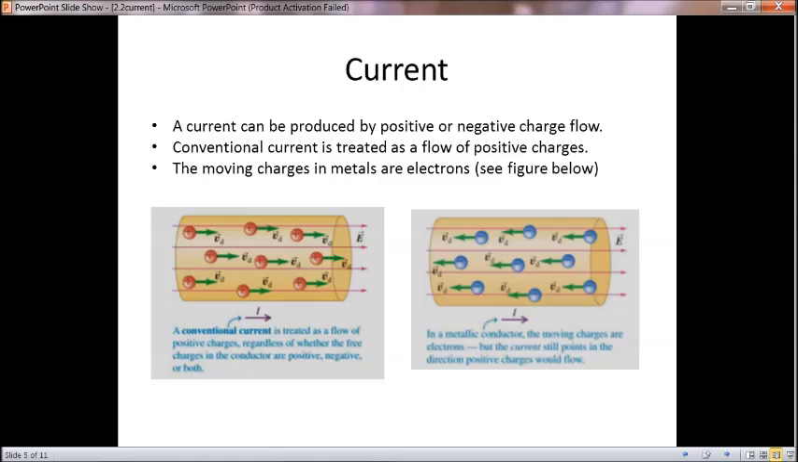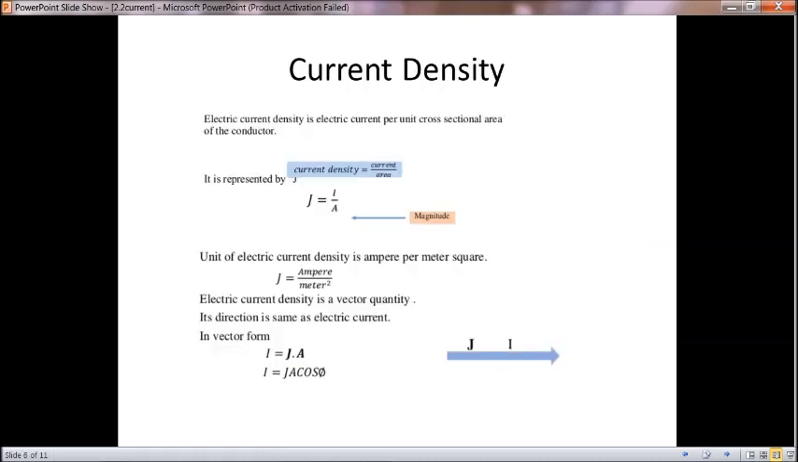In the metallic conductor, the moving charges are electrons, but the conventional current still points in the direction of positive charges flowing. So whenever an electric field is applied, the electrons move in the direction opposite to that of the applied electric field in a metal. We have two currents, conduction current and displacement current, and before seeing that, we will see how the current density is measured with respect to this electric current.